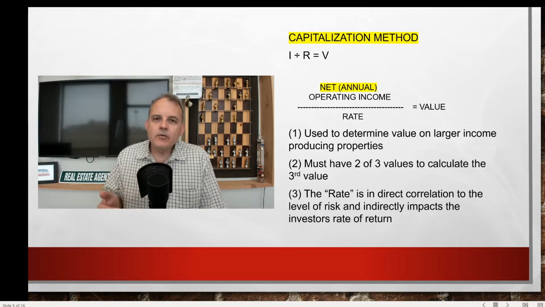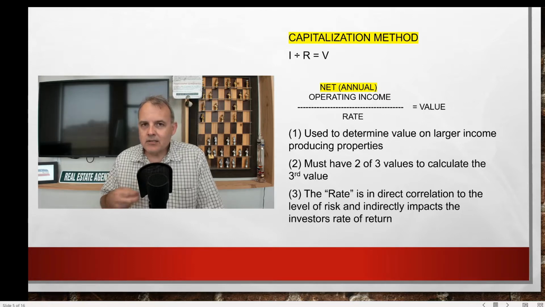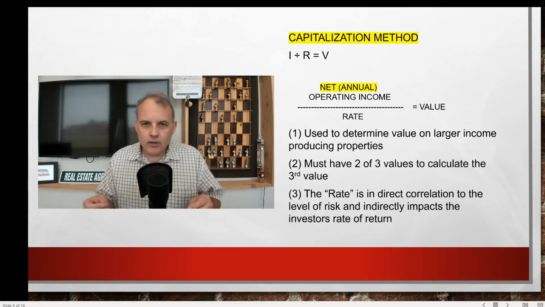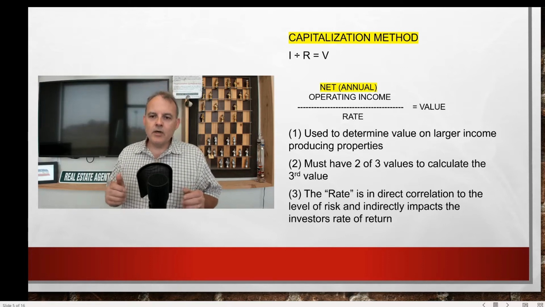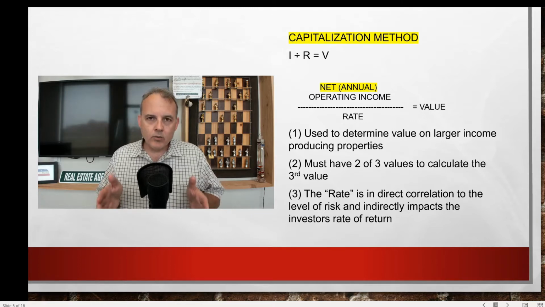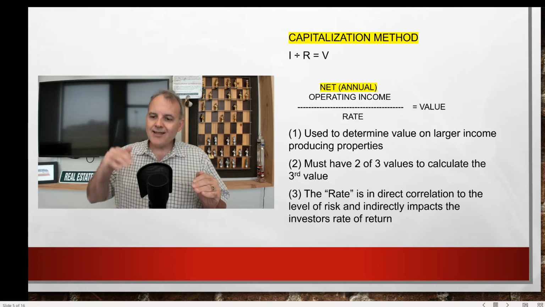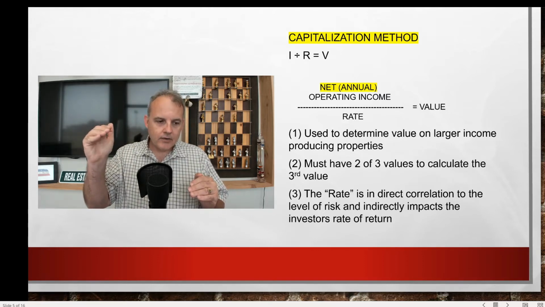The capitalization rate is actually in direct correlation to the level of risk, which ultimately impacts the investor's rate of return. Some people will say it's the rate of return and other people will disagree, but it's all of those things, and I'm going to explain what I mean in this video. Understand, though, primarily the capitalization rate is talking about the level of risk of the investor. And the lower the capitalization percentage, the less risky the investment is. The higher the cap rate, the greater the risk is.